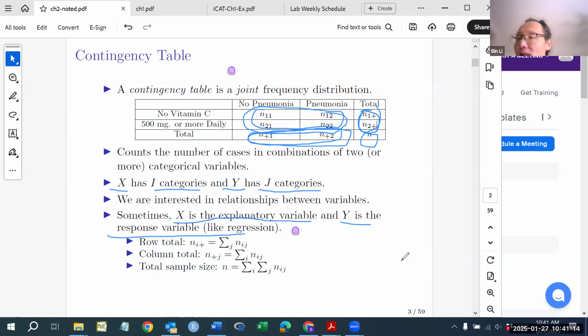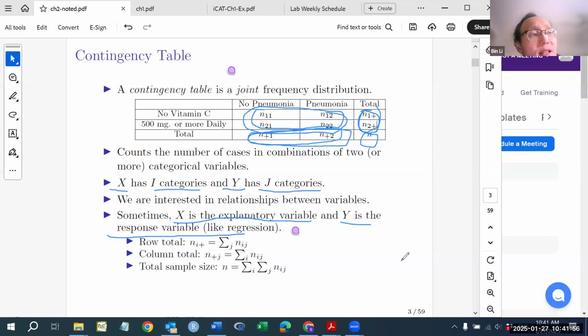And there are other cases where we can also have a response. For example, if we know that one of the variables is the cause and the other variable is the effect, so there's a cause-effect relationship, then in that case, we should have the one that is the cause as the explanatory variable. The other one is the response variable, right?